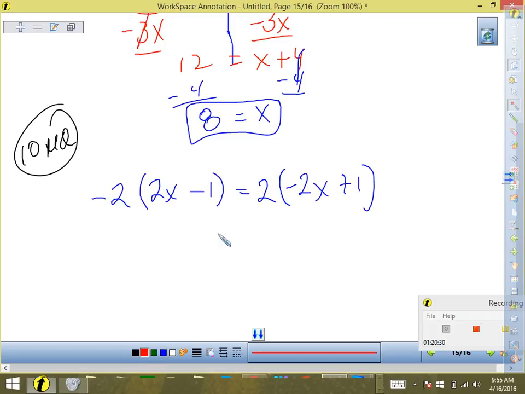Line down the equal sign. Distribute. This is negative 4x. And this is positive 2. Give me a second.